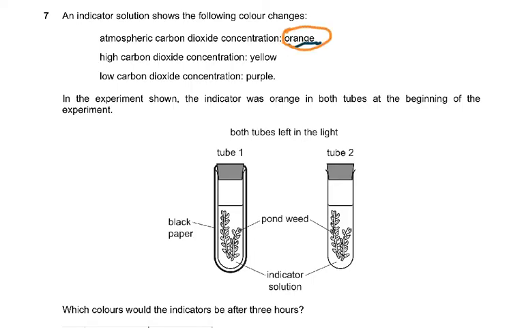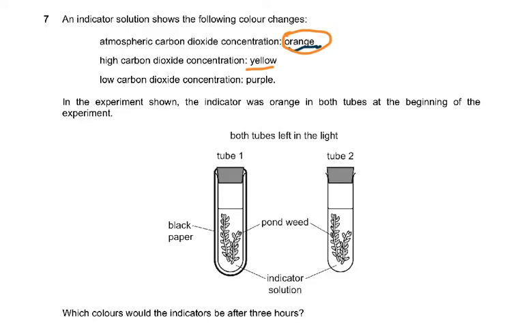So if it's orange, that means it's atmospheric carbon dioxide. High carbon dioxide will be yellow. But then what is high carbon dioxide? It means it needs more respiration, because they're checking whether you know what respiration and photosynthesis are. Basically, when you read a question, you've got to understand what they are asking, which point of the syllabus they are examining. They're actually examining respiration and photosynthesis.